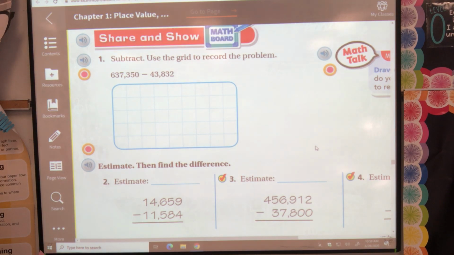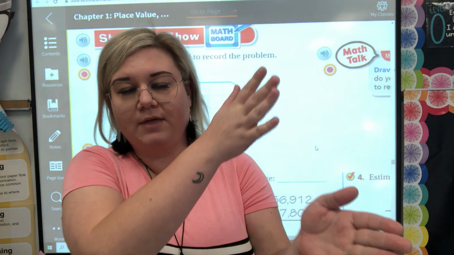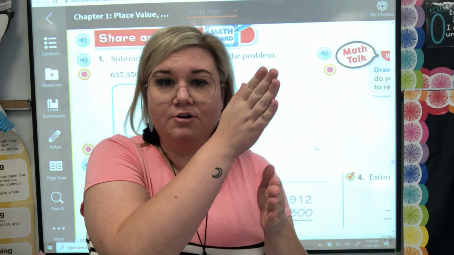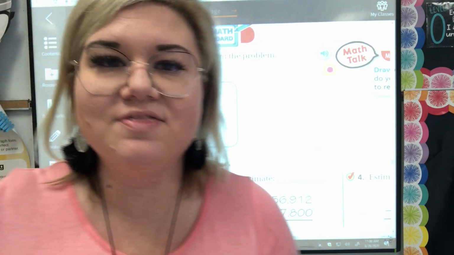Part number 1, subtract. Use the grid to record the problem. It is very important when we subtract and when we add to line up our place values. The ones with the ones, the tens with the tens, the hundreds with the hundreds. 100,000 with the 100,000. It's harder for us to remember to do that when we get into the 10,000s and the 100,000s, okay? So, that's what we're going to practice right now.